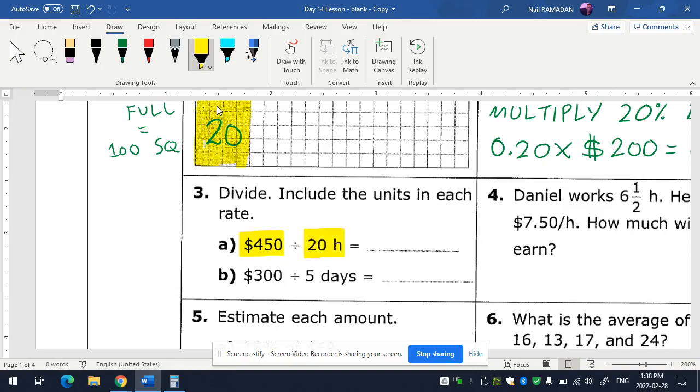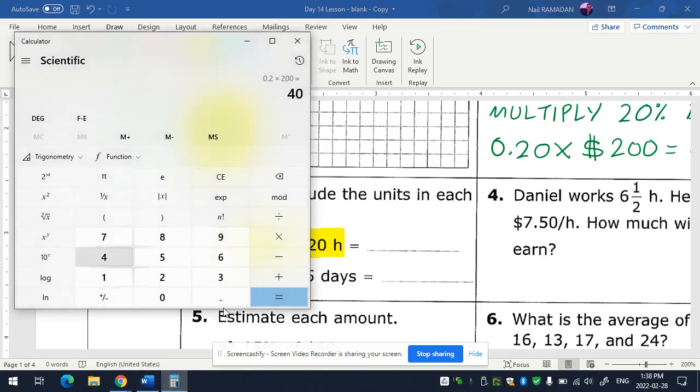So the question now is, how much did you actually earn for every single hour? So all you have to do is divide how much you totally earned, which is 450, by how long you've totally worked, which is 20 hours. So let's do it, 450 divided by 20. Ready? 22 and a half.